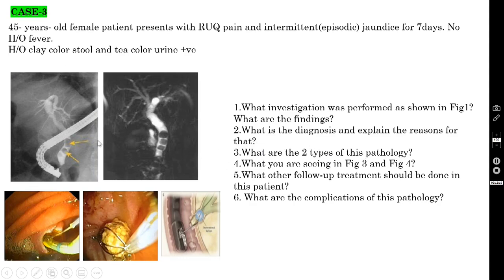What are the 2 types of this pathology, choledocholithiasis? There are 2 types. One is primary stone. Stone in the CBD is developing primarily in the common bile duct itself or extrahepatic biliary radicals. That is what is called primary CBD stone, and this comprises only 10%. In the other 90% of choledocholithiasis, the stone develops in the gallbladder and through the cystic duct, it will come and lie in the common bile duct. This is what is called secondary choledocholithiasis.